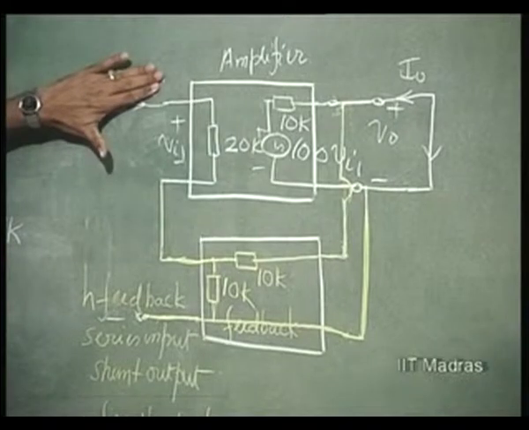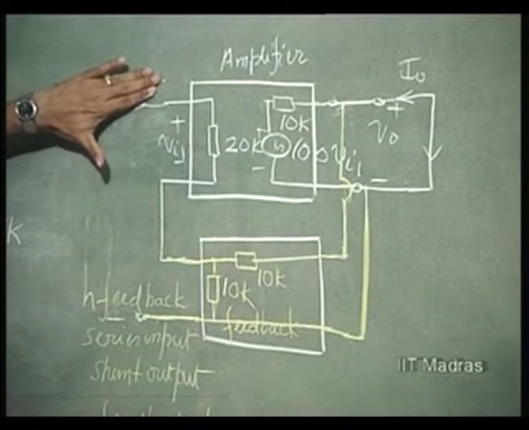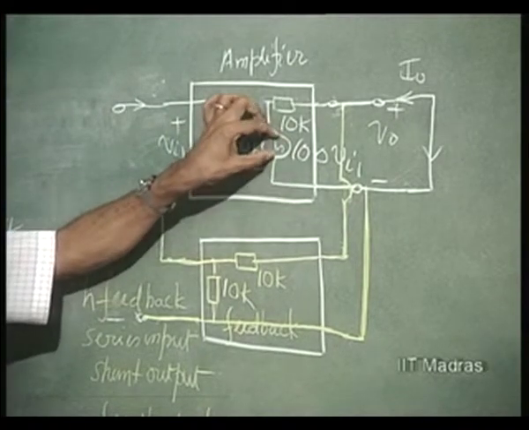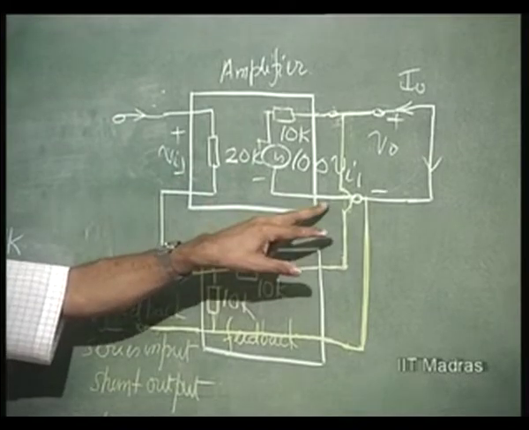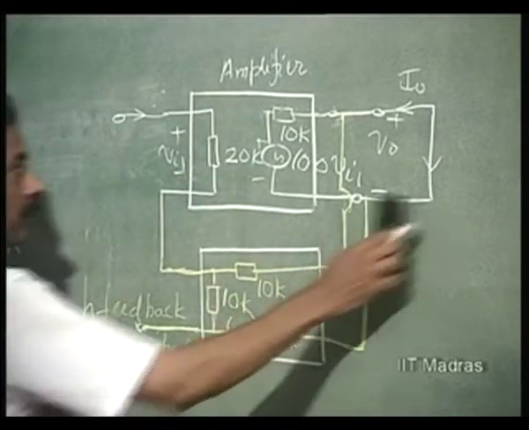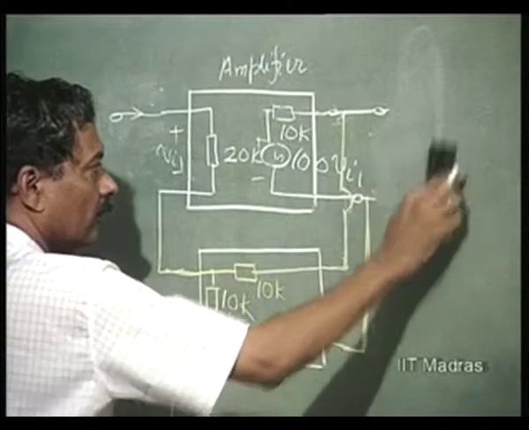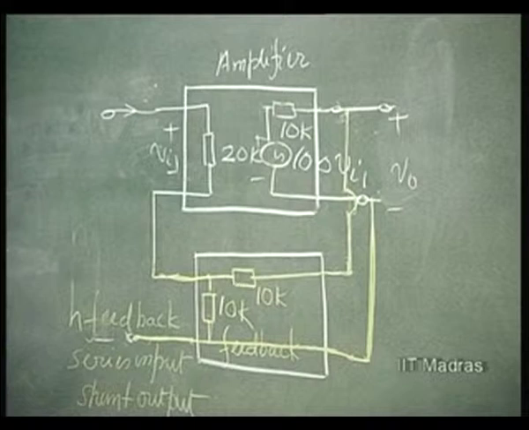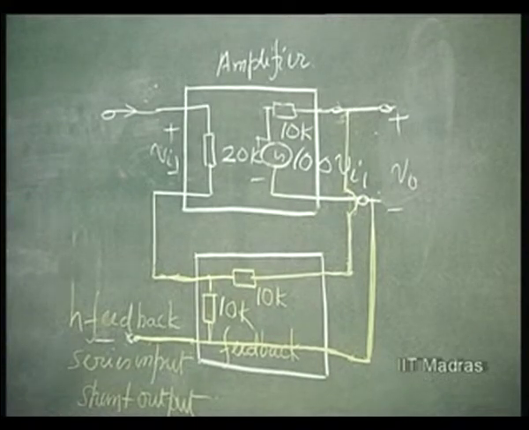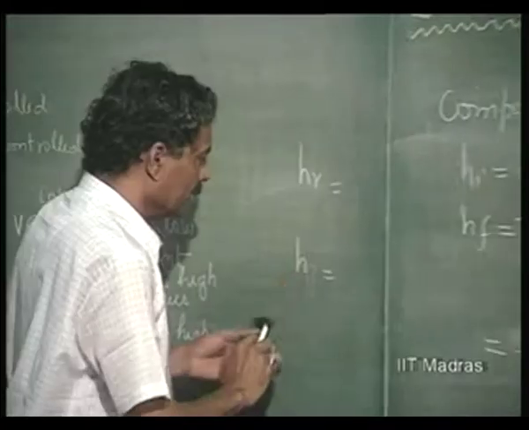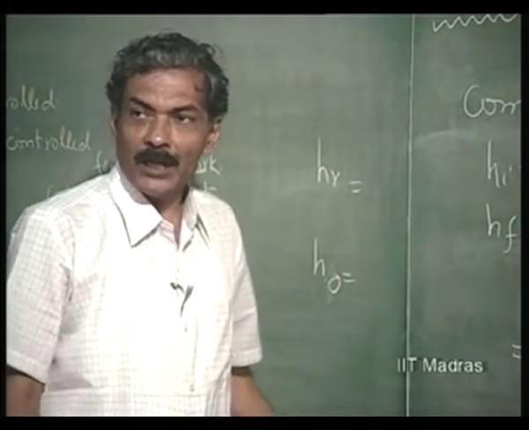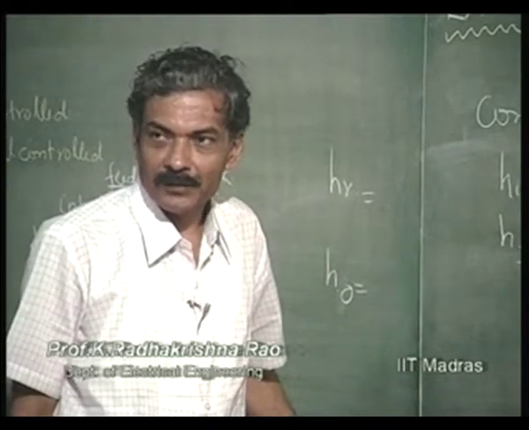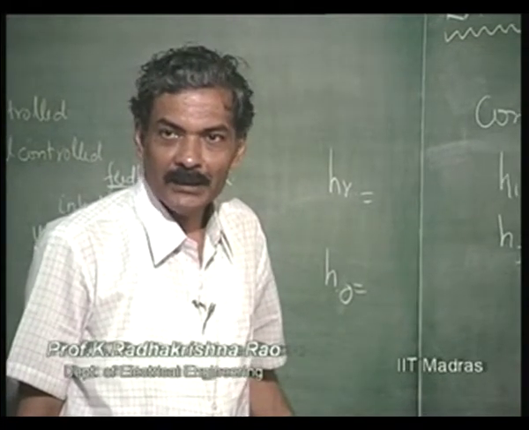II is 0. If II is 0, VI is 0. If VI is 0, there is no voltage, so only 10 K is coming into the picture. Therefore, HO is already H naught. H naught is the output conductance with input open. What is output conductance? V naught by I naught.